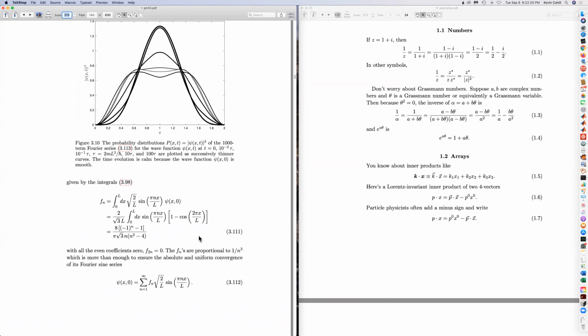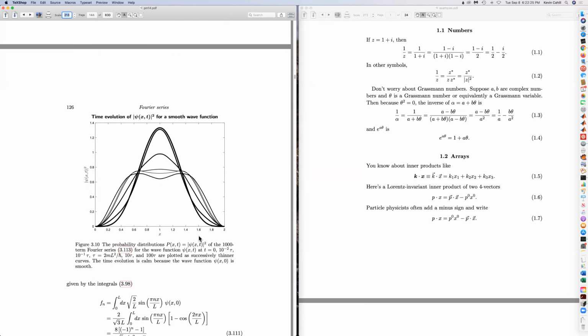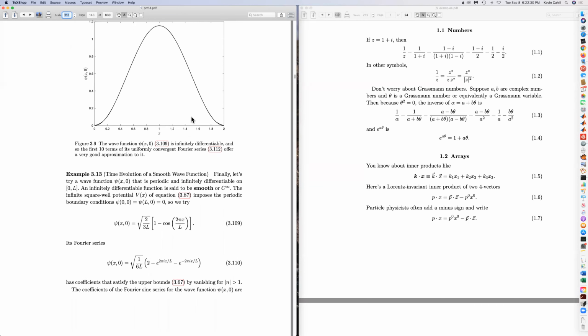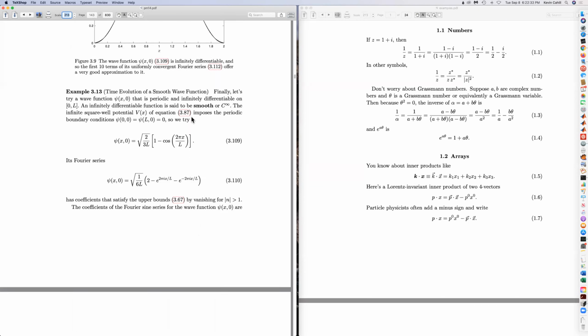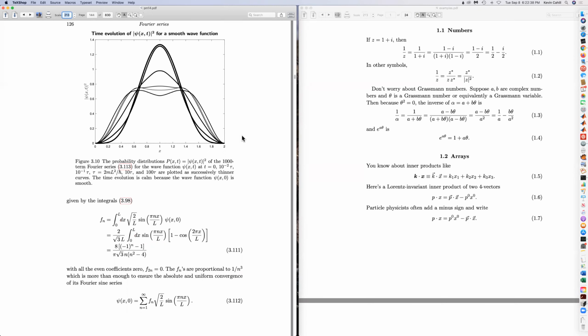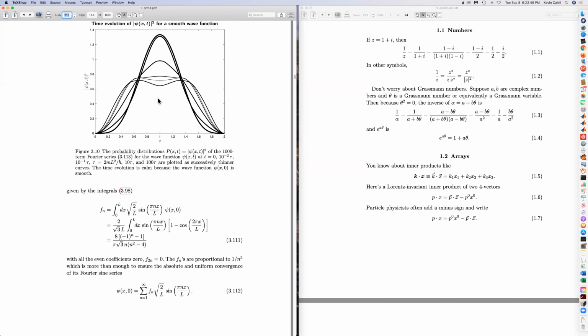And let's see, did I graph that? It's in figure 3.9. 3.9 is the Fourier series for time 0 with just a 10-term approximation. And then here we have the evolution in time of this smooth Fourier series. And you can see, as you'd expect, because we didn't put in any artificially high momenta due to discontinuities in the initial wave function, we have smooth evolution in time.